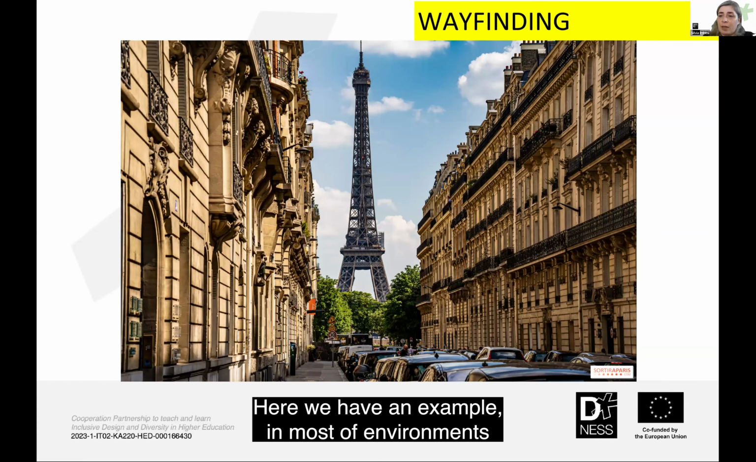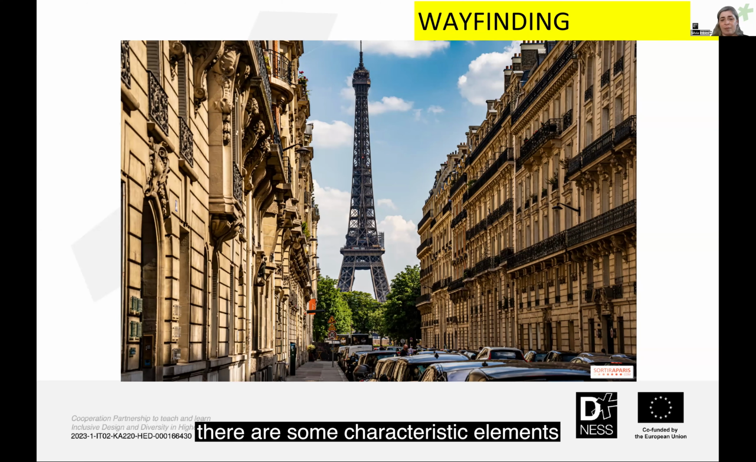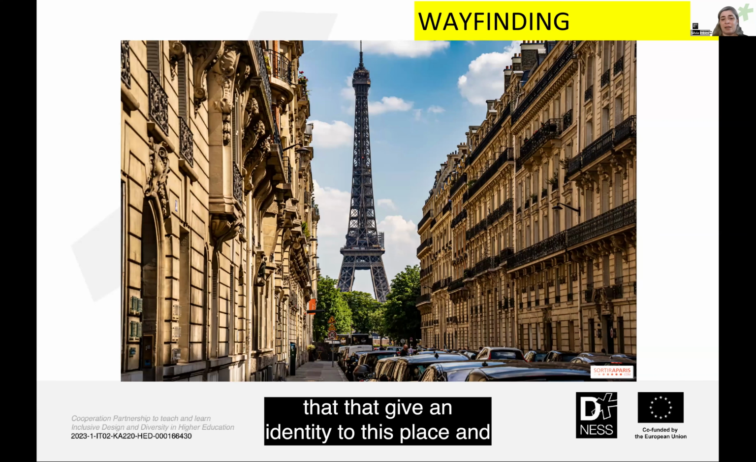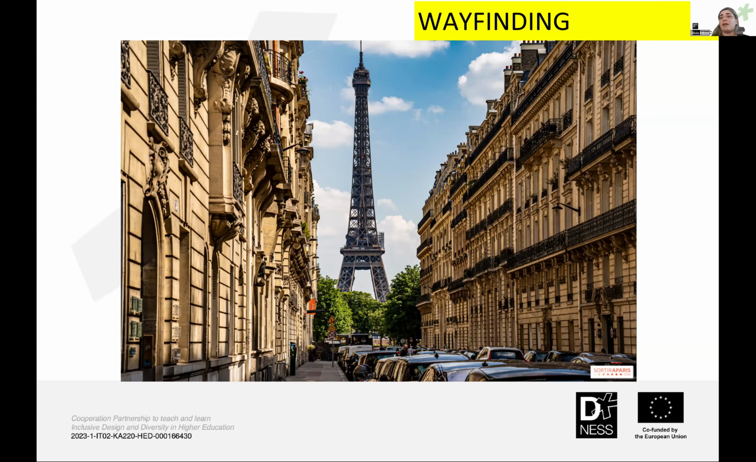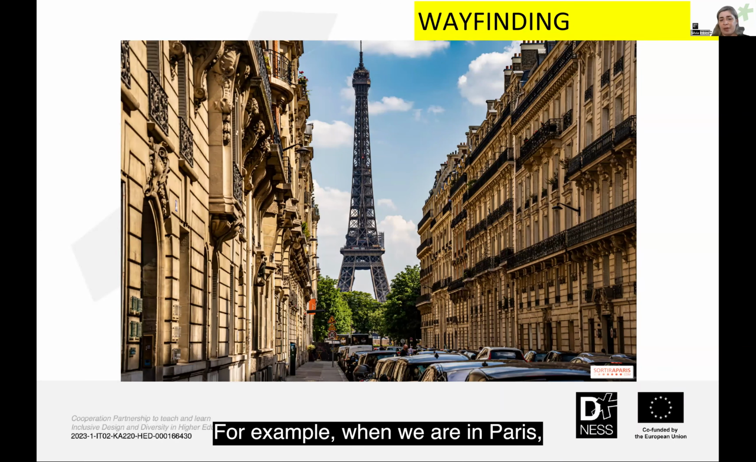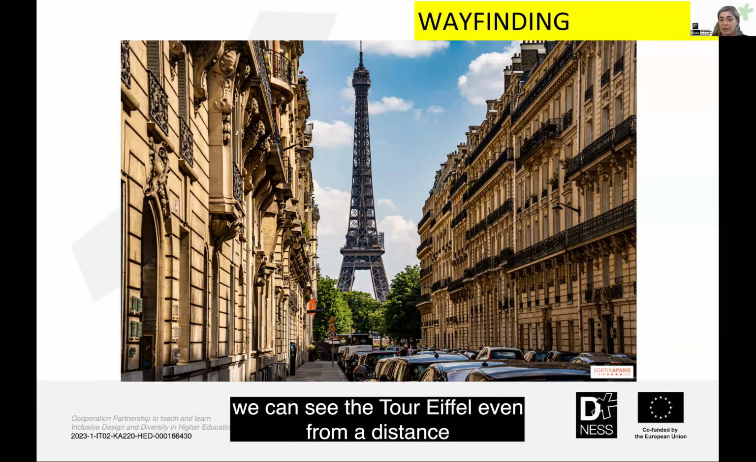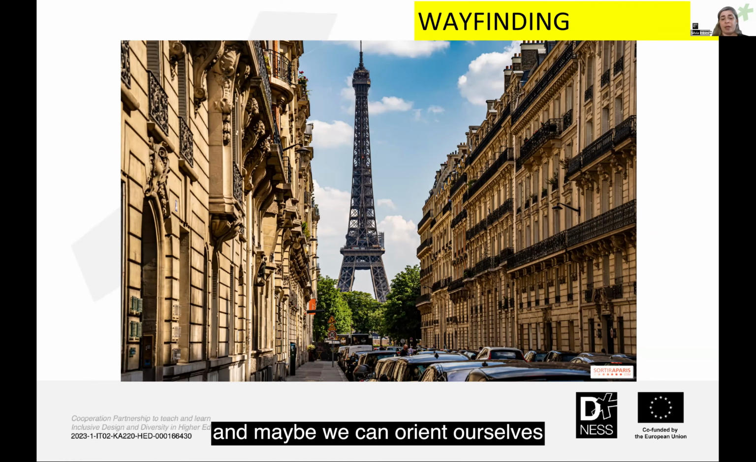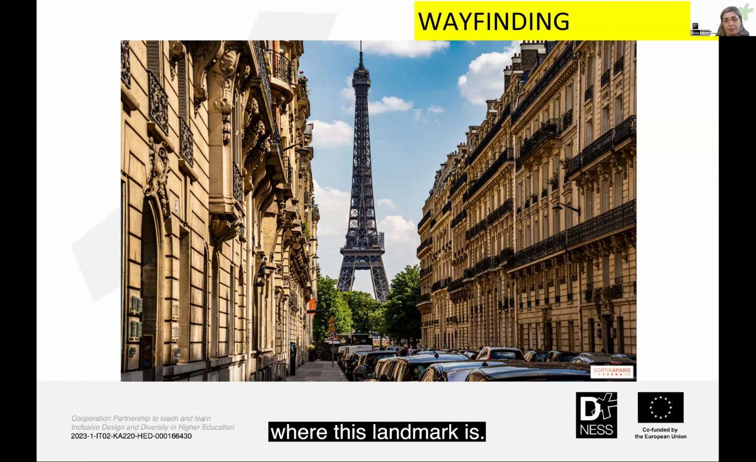Here we have an example. In most environments there are some characteristic elements that give an identity to the place, and that we can recognize even at a distance. For example, when we are in Paris, we can see the Tour Eiffel even from a distance, and maybe we can orient ourselves in the city center only by seeing where this landmark is.